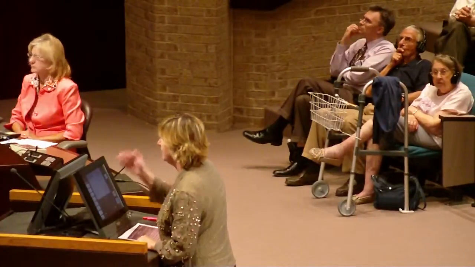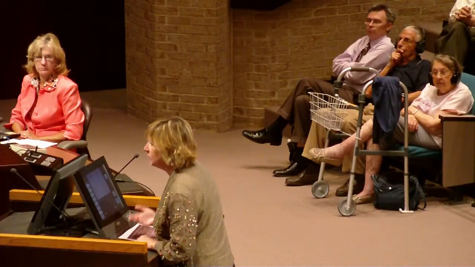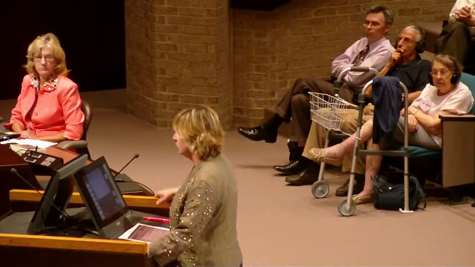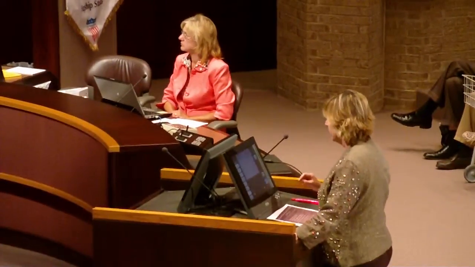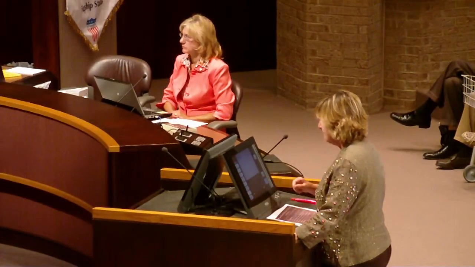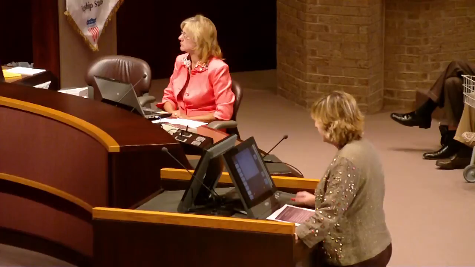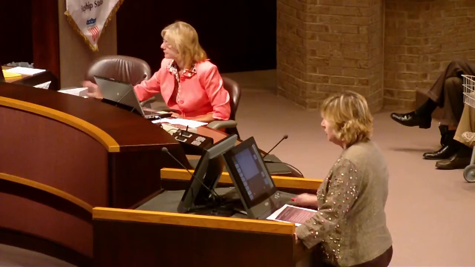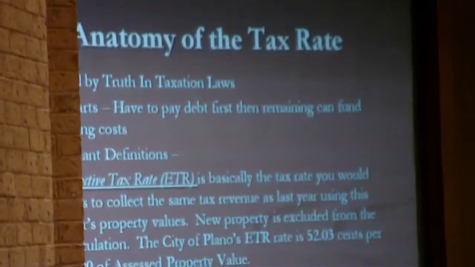If for some reason this increase does not go through, then on the operating side, we're going to have to cut back from that 32.84 cents. The average homeowner's tax bill would increase around $14 per year. Let's go over the anatomy of the tax rate. This is guided by truth and taxation laws. There are two parts, as I mentioned before. You have to pay your debt first, and then the remainder goes to our operating costs.